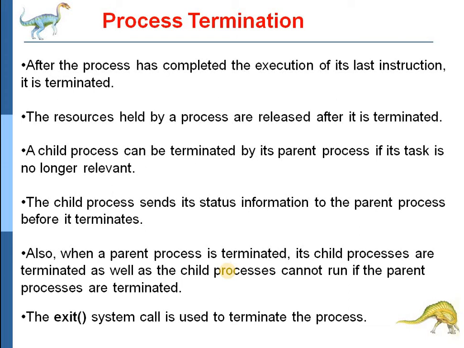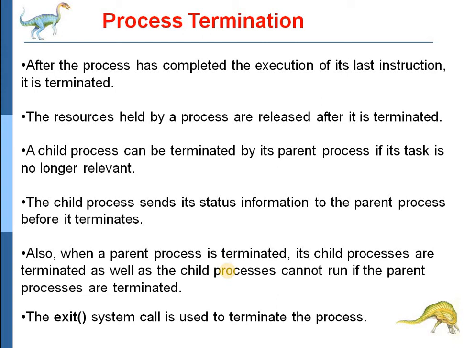In some systems, it does not allow child processes to exist if the parent process is terminated. If the parent process terminates, all its child processes should be terminated. This phenomenon is called cascading termination. In short, if the original and main parent process is terminated, the system does not allow their children to execute. It is called cascading termination.